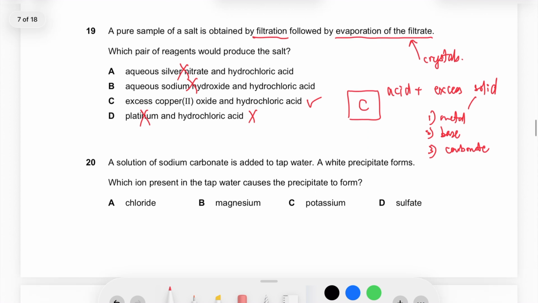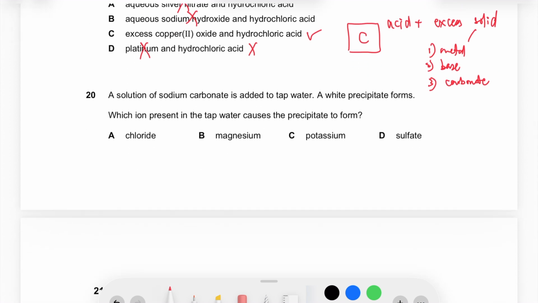Question 20. A solution of sodium carbonate, Na2CO3, is added to tap water. A white precipitate is formed. Which ion is present? All sodium salts are soluble, so it can't be sodium ions. You have to choose something that's carbonate. It will give you your white PPT.